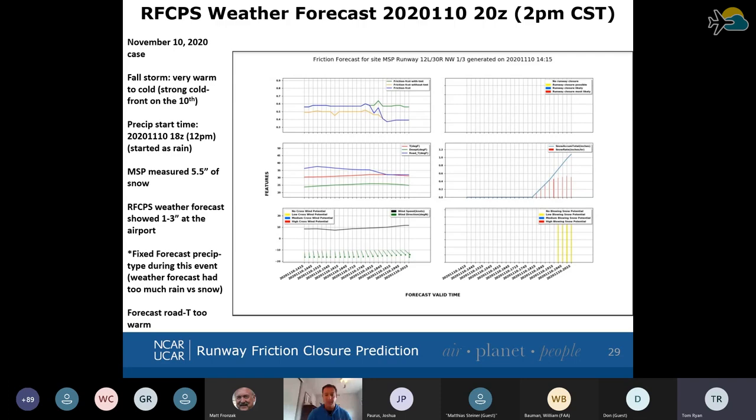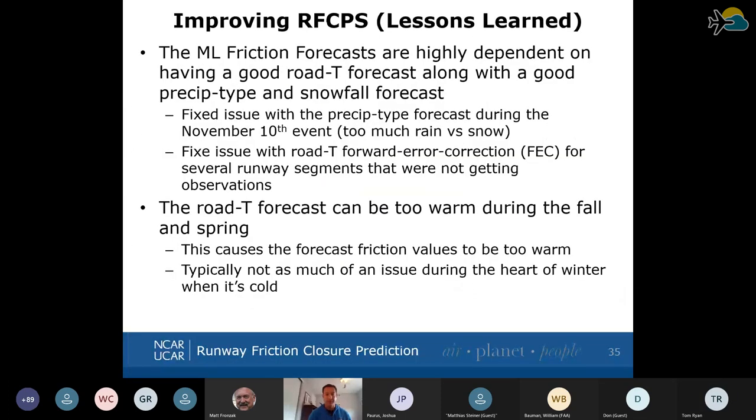Yeah, absolutely. So move forward. Thank you. Go forward. Okay, that last case really highlighted an issue that we were able to fix. So here's the conclusions. It's just the last two slides.